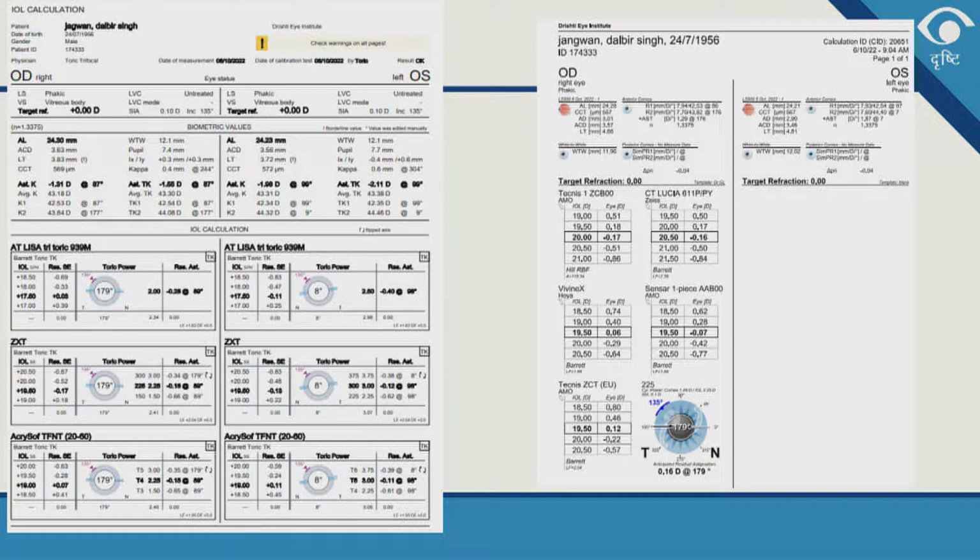This is the IOL power calculation done by IOL Master 700, and the patient is planned for an 80 Lisa toric. So the implanted IOL plan for the patient is around 18. So back to the OT to see the last 3D case for the day.